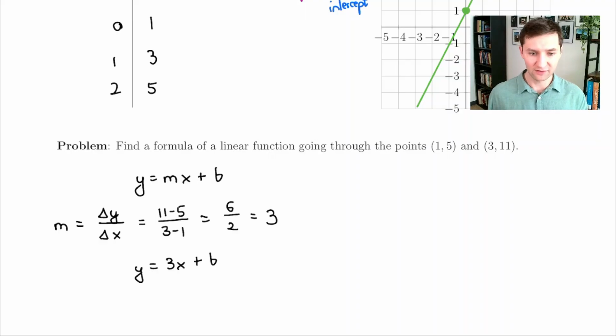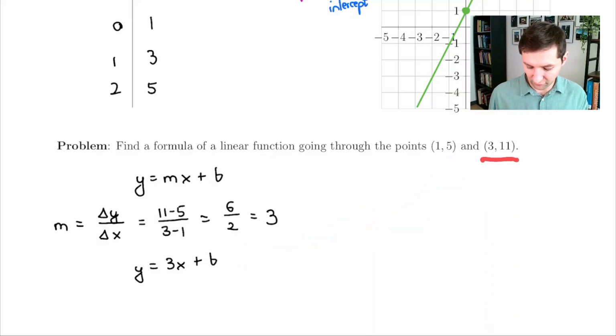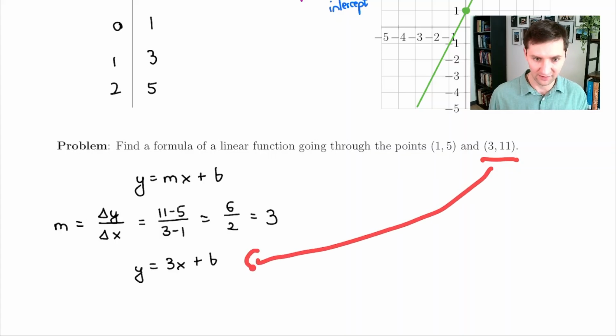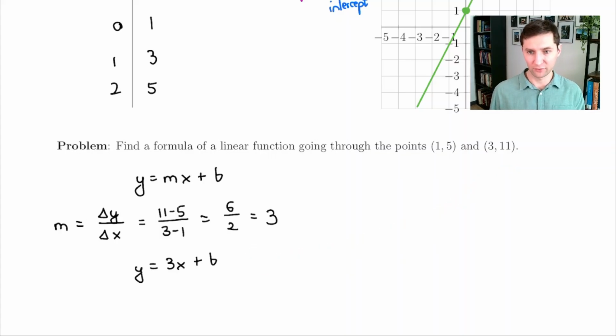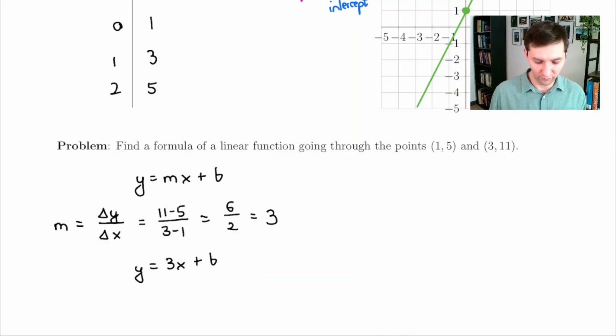Now what's left is to find b. Thankfully, I know 2 points on the graph of my function, (1, 5) and (3, 11). This means that the point (1, 5) satisfies this equation. This also means that the point (3, 11) satisfies this equation. I will choose one of those points, let's say (1, 5), and I will plug it into the equation and solve the equation for b.